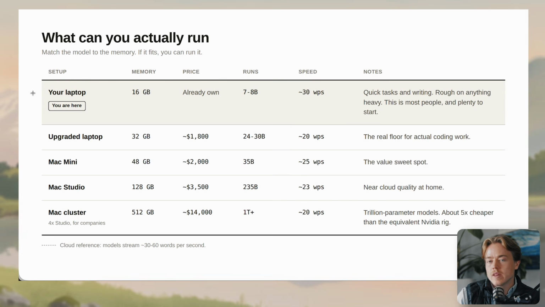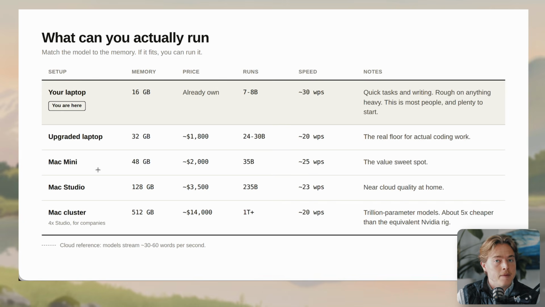If you are on your laptop, just assuming a normal, average laptop, it's free because you already own it. It will run a 7 to 8 billion parameter model. This will be fine for quick tasks and writing, but rougher on anything really heavy. Then if you wanted to upgrade your laptop, get something better, say you're spending $1,800 for something with 32 gigs of RAM, now you could run a 24 to 30 billion parameter model. This is kind of the floor for actual coding.